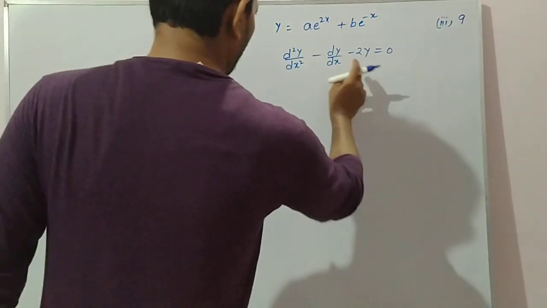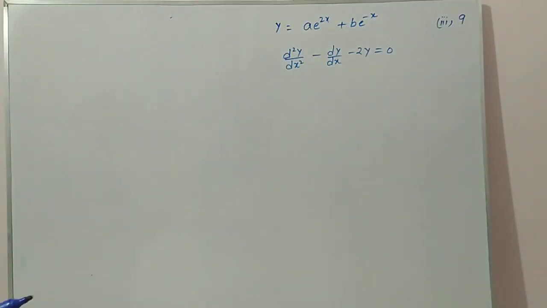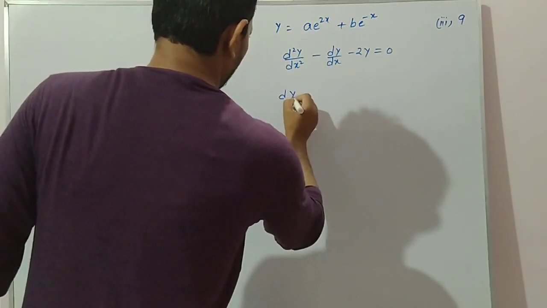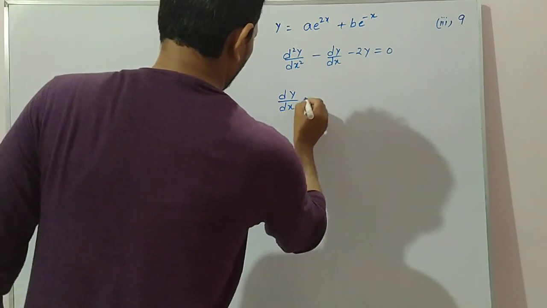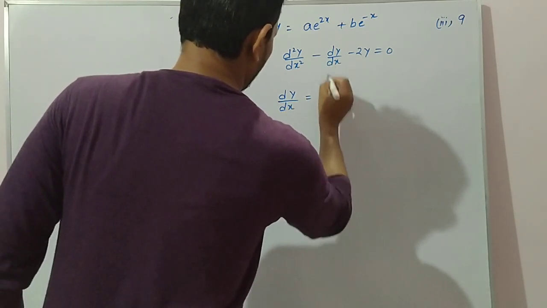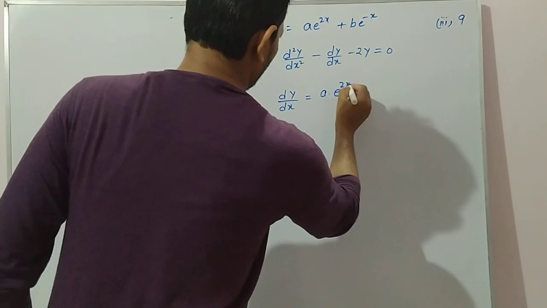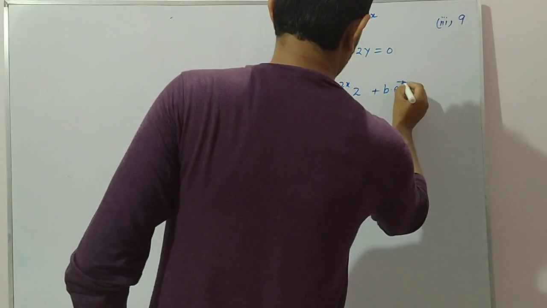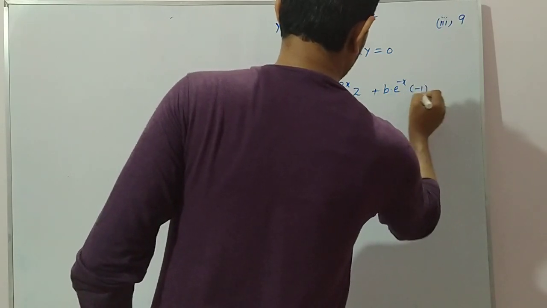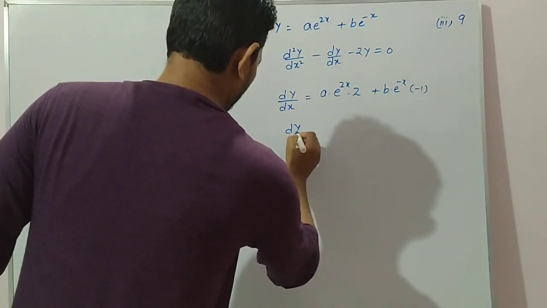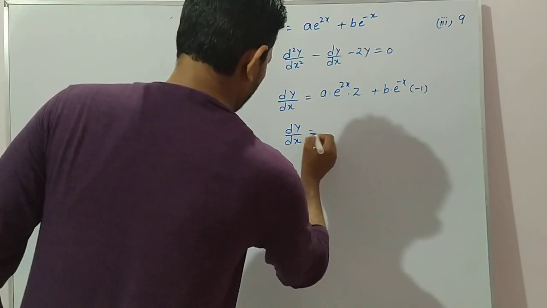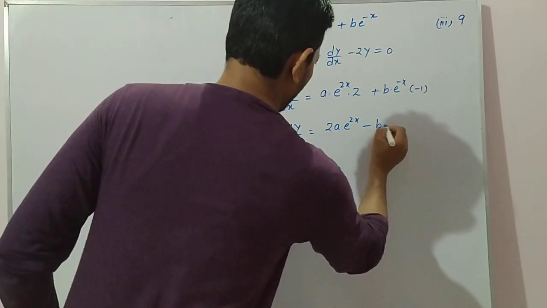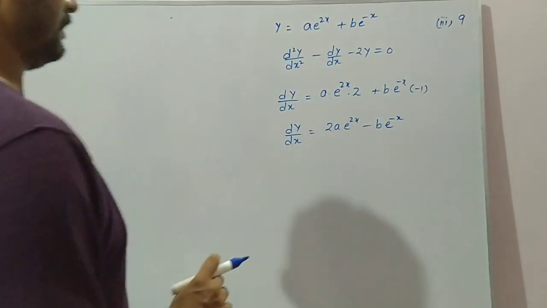So here, this is our required proof. Here a little bit of problem may be there. See how to do this type of proof. dy by dx, that is a, e to the power 2x differential, that is e to the power 2x into 2, plus b, e to the power minus x differential minus 1. So dy by dx equal to 2a e to the power 2x minus b e to the power minus x.